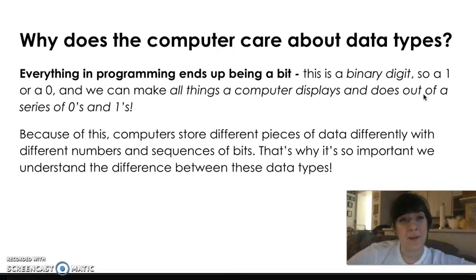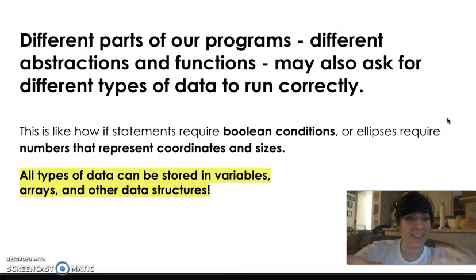That's why it's so important that we understand the difference between these data types and when we might use some over the other. So different parts of our program, like different abstractions and functions, may also ask for different data types to run correctly. You can kind of think of how if statements always need a Boolean condition to check for in order to run, and ellipses in P5 require numbers that represent coordinates and sizes. If you try and write in an ellipse like top left, top right, and it's not a variable holding that data, the computer is going to get really mad and confused because it doesn't understand what you're talking about.